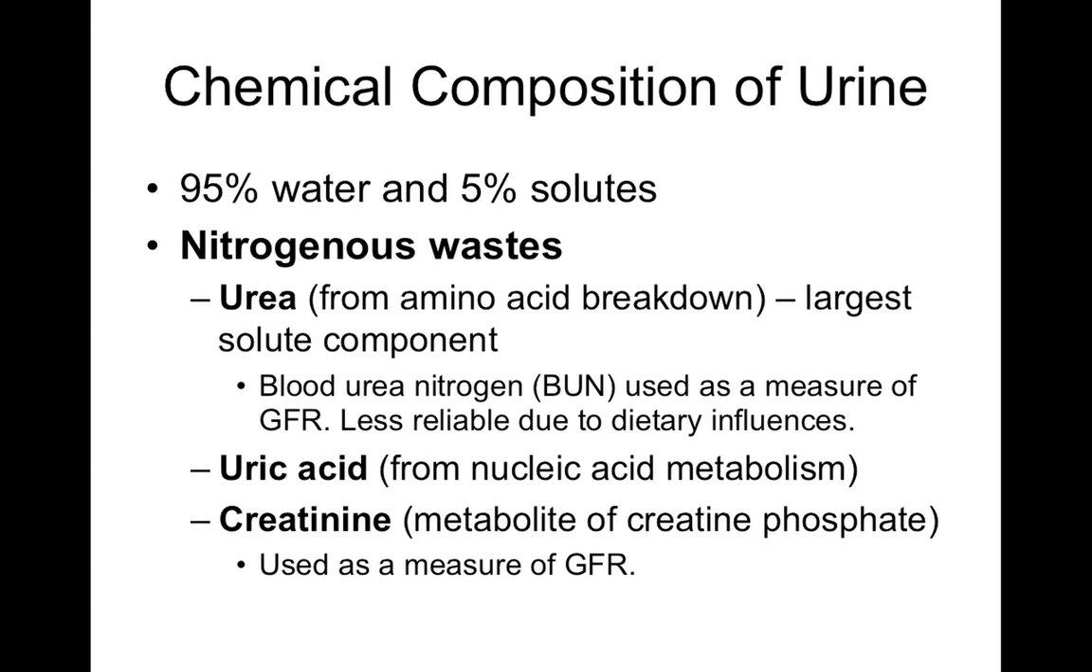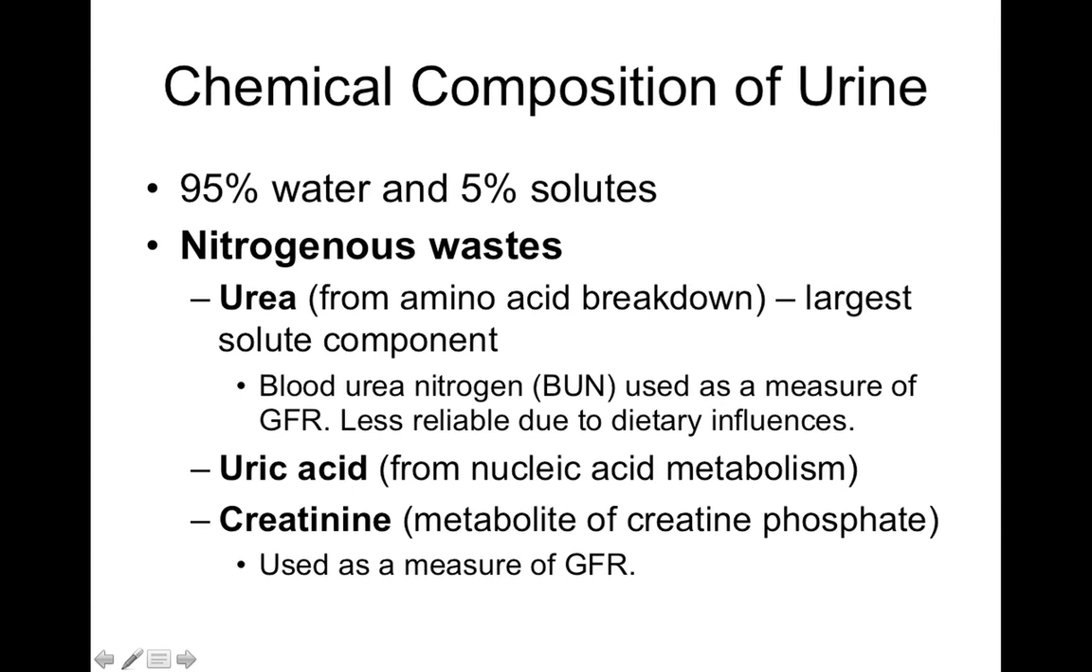Typically, this waste should be eliminated by your kidneys. If this waste is in high concentration within your bloodstream, that suggests that your GFR is slow and low, not enough to clear off this waste from your blood. And so we actually can measure the concentration of urea in the bloodstream as a function of GFR. However, it's less reliable because of dietary influences on this urea nitrogen.